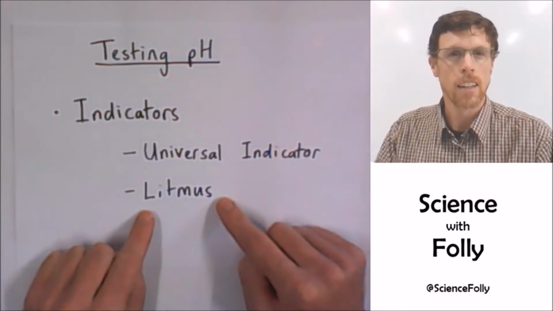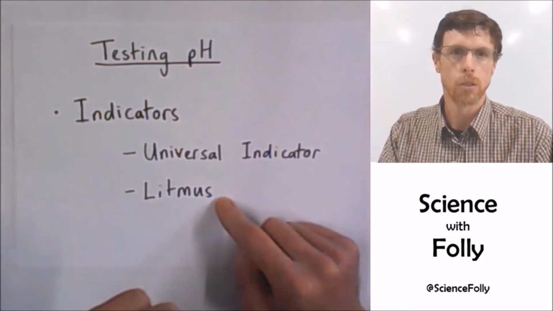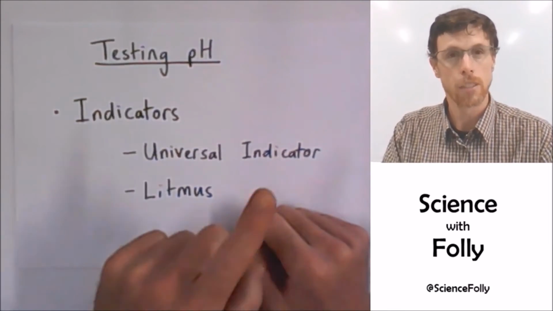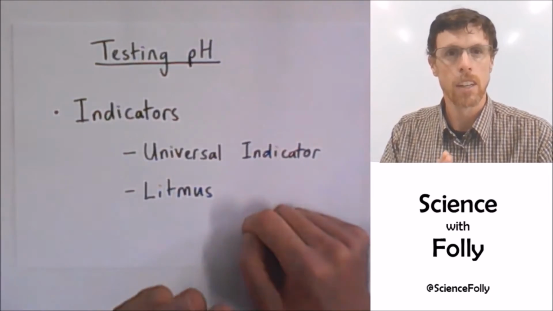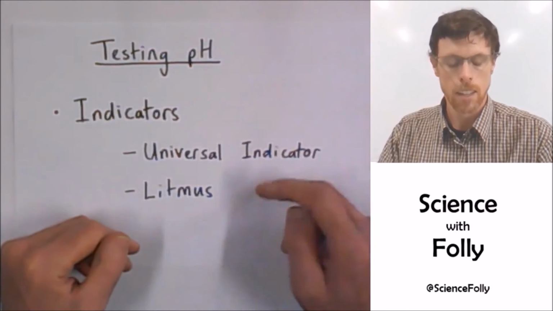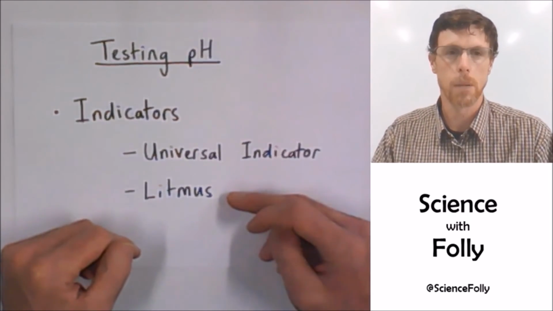Litmus, on the other hand, is a certain substance that if we use red litmus, it will stay red in an acid or turn blue in a base. And if we use a blue litmus, it will turn red in an acid and stay blue in a base. Universal indicator and litmus can be both as a liquid or a paper form.